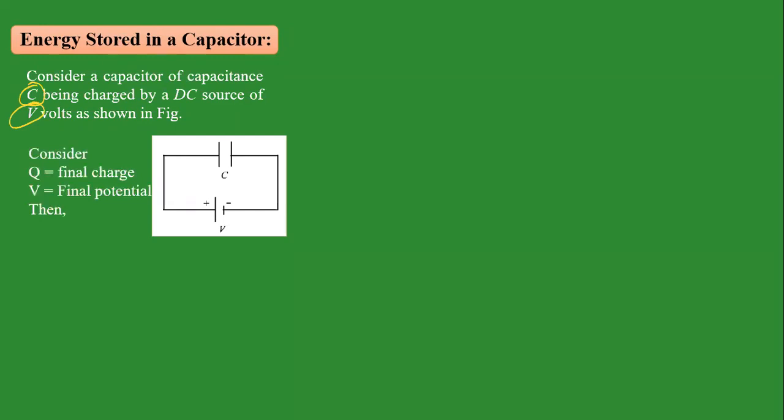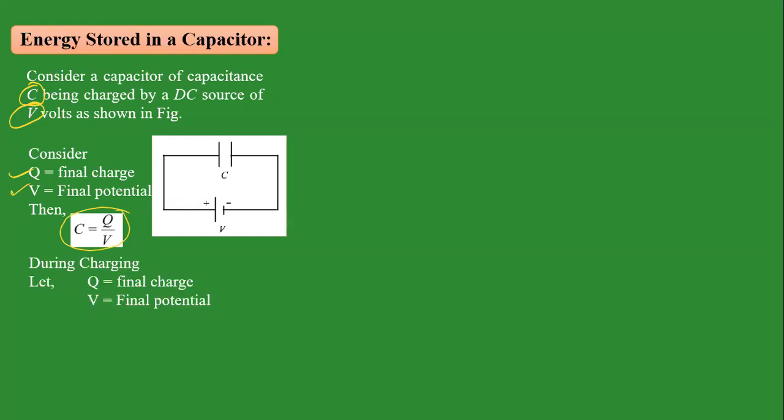Now I consider Q is the final charge and V is the final potential when it is fully charged, means when it is at the maximum value of the charge. The final charge is Q, V is the final potential. Then capacity is given by the formula Q by V. And you remember one thing here, capacity is constant.